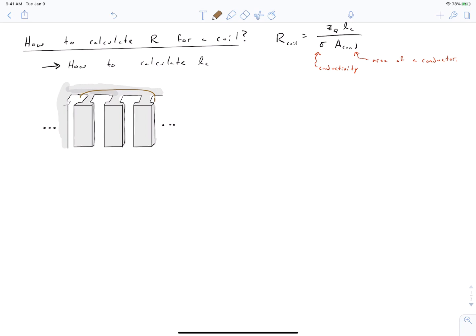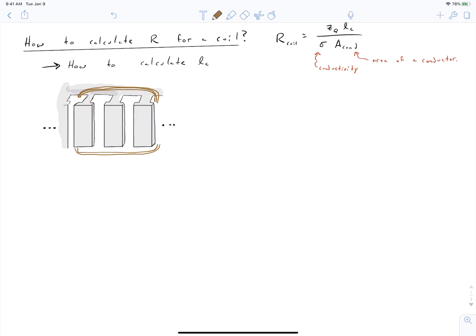And so our coil loops around these slots ZQ number of times. And if it's a double layer winding, it starts in the top layer and connects back to the back layer. And it does this many times over and over again. And the question is, what is the length of a mean turn? What is the average length of the turns?